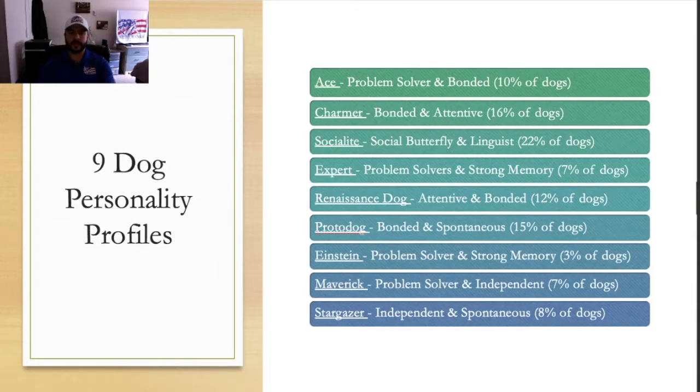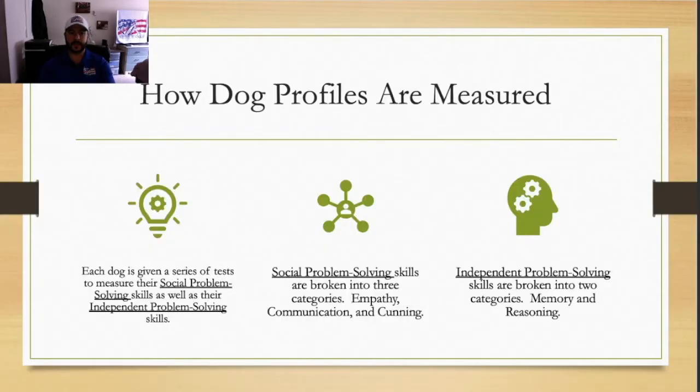So now that we've gone over what the different 9 personality profiles are, we're going to go into the next part, which is how those profiles are measured. The way that science has done it is that they've taken a series of different tests and applied them to different groups. The first set of groups are social problem solving and independent problem solving. Social problem solving is broken up into 3 other categories, which are empathy, communication, and cunning, whereas independent problem solving is only broken up into 2 parts, which are memory and reasoning.